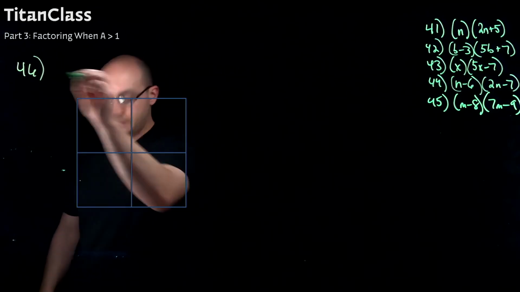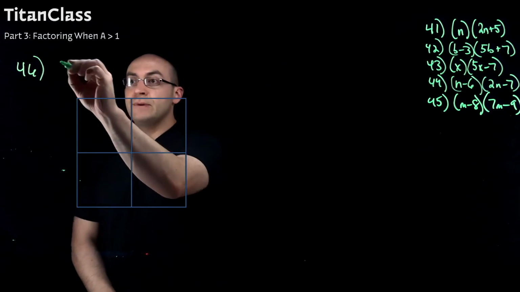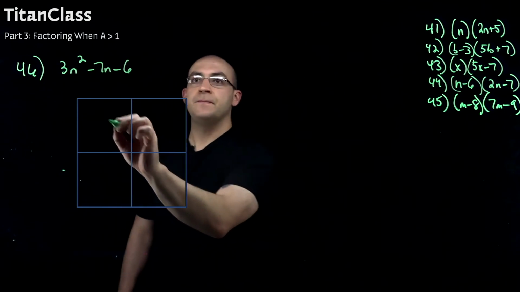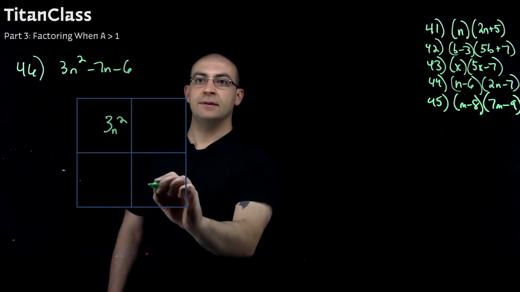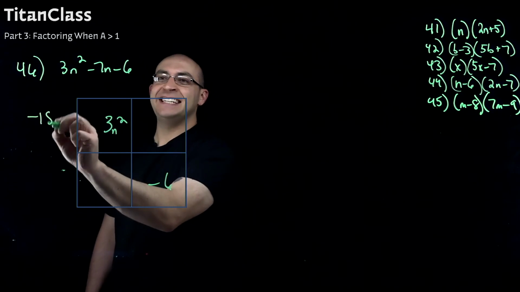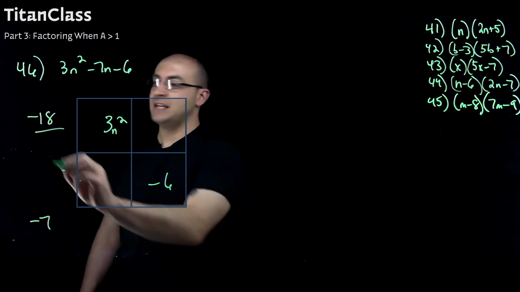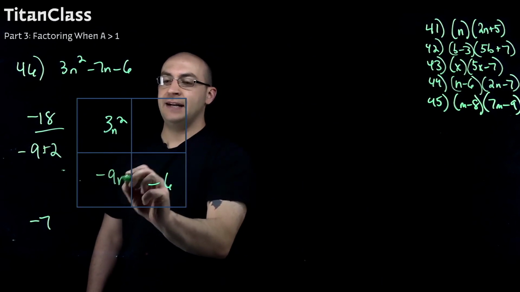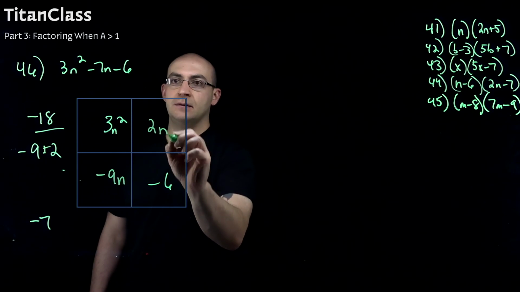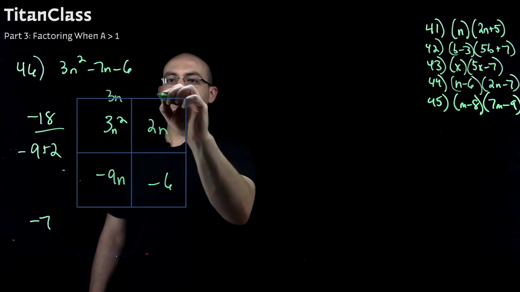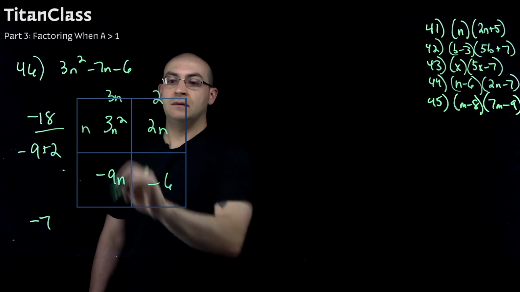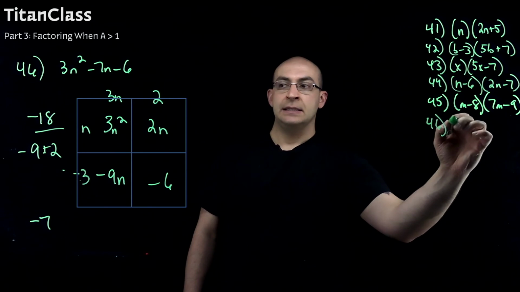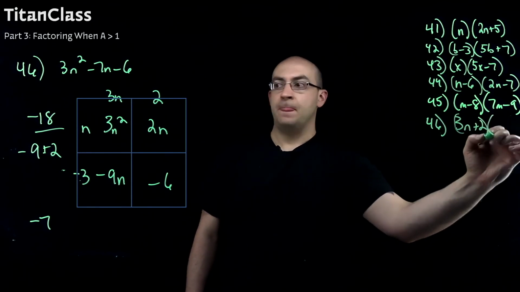46. 3n squared minus 7n minus 6. I put that way too close over there. Sometimes it's hard to see. Negative 18, negative 7, 9 and 2. We've done one of these before. Negative 9n, 2n. 3n comes out, 2. N, negative 3. 46 is 3n plus 2, n minus 3.